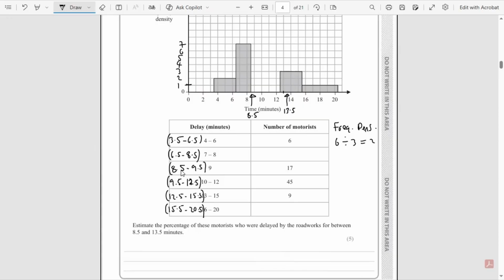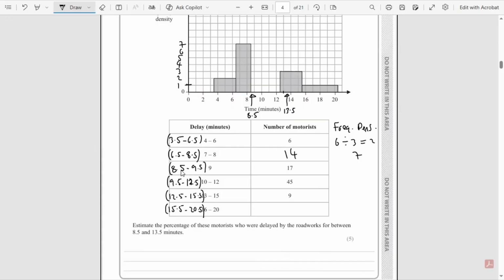So if we think about the number of motorists in the second group, 6.5 to 8.5, well, we know the frequency density is now 7. So that's obviously going to be 7 there. So to work out the number of motorists, the area of the bar, is going to be 2 times 7, which is 14. So we have 14 there. Now then, we've got 17 for the next group.